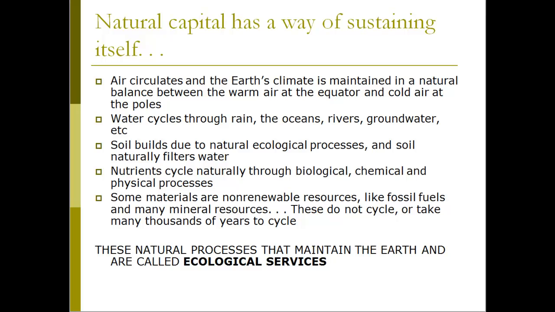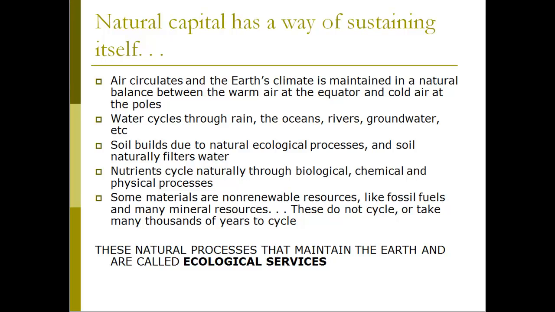So natural capital has a way of sustaining itself. The stuff we use will be self-sustaining until we mess with it. All right? Air circulates, we know this. Water cycles, we're going to study all these things really in depth. We're going to study how air circulates in the atmosphere. We're going to study how water cycles through the earth. We're going to study how soil builds up. We're going to study how nutrients, especially nitrogen, phosphorus, and sulfur, cycle.